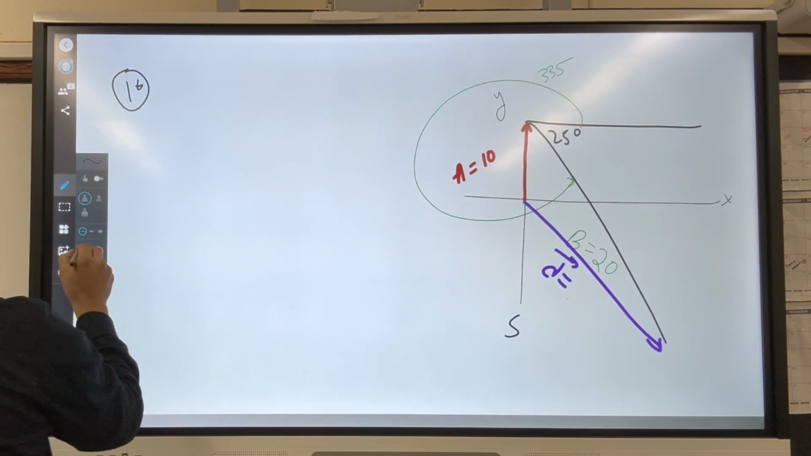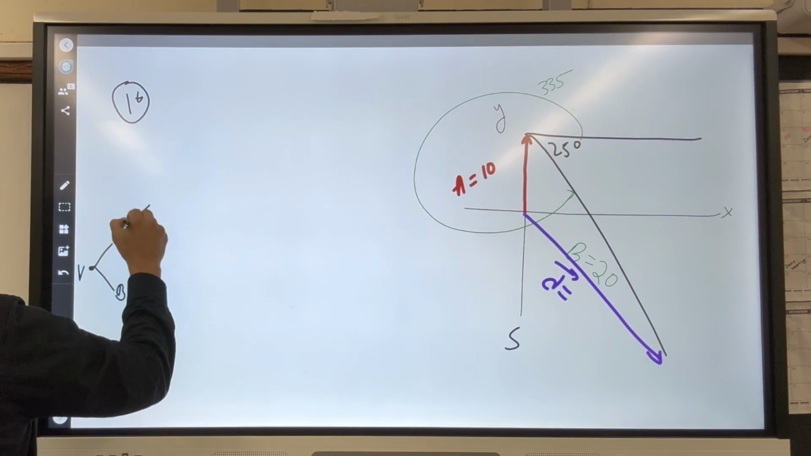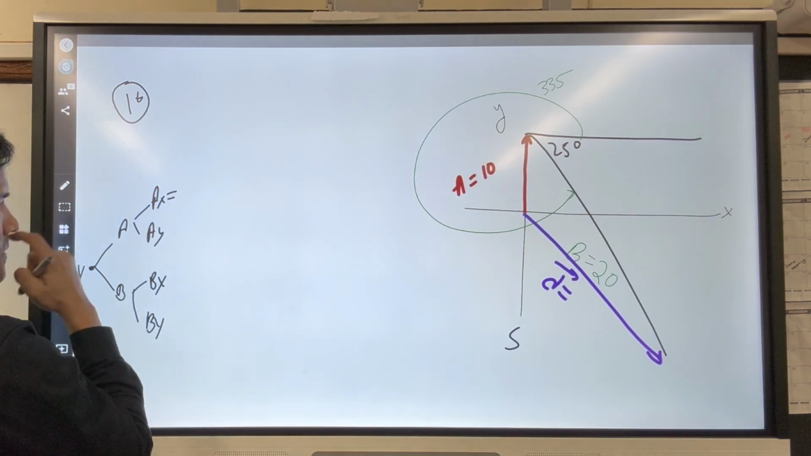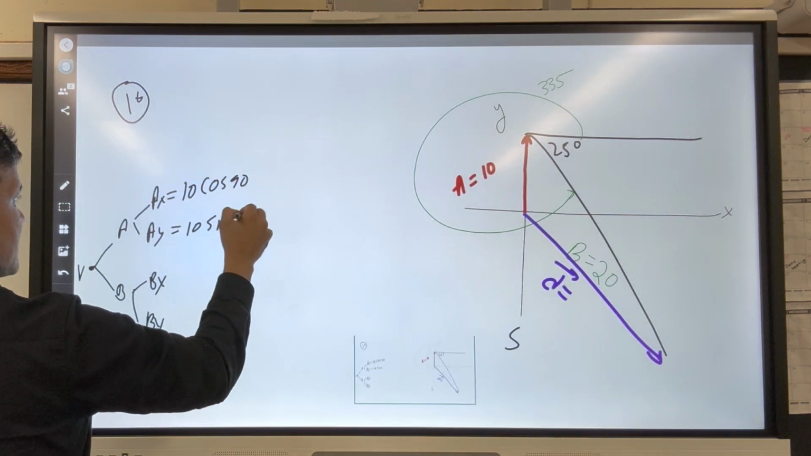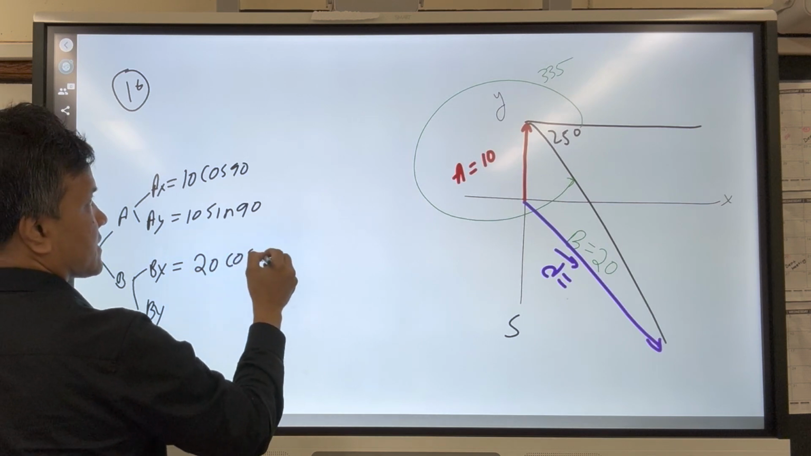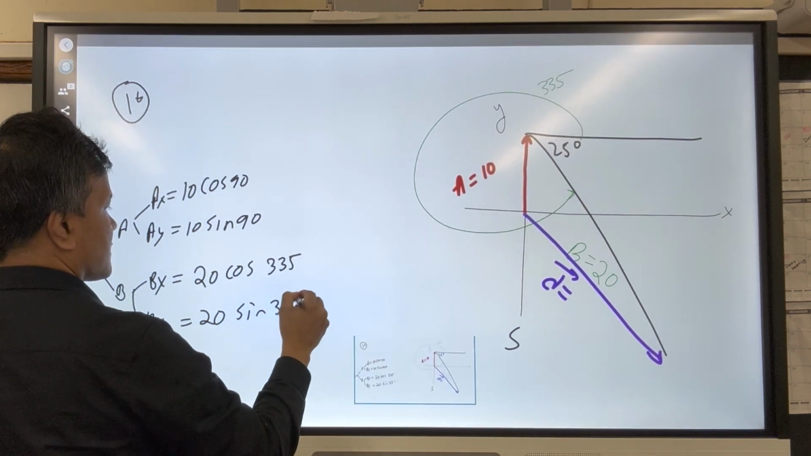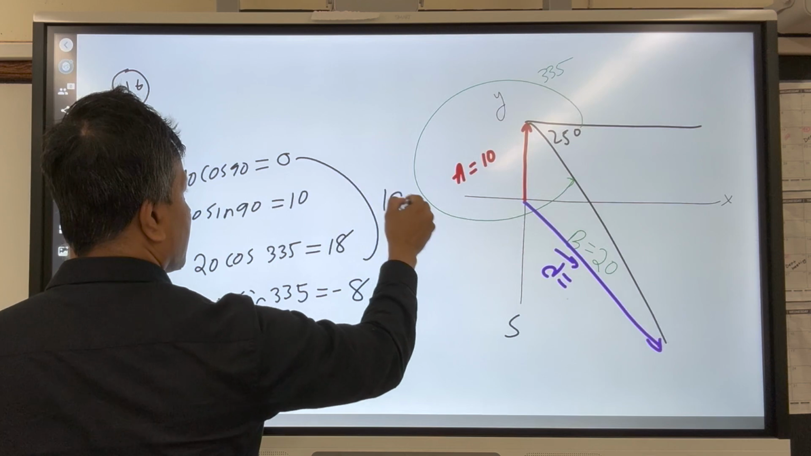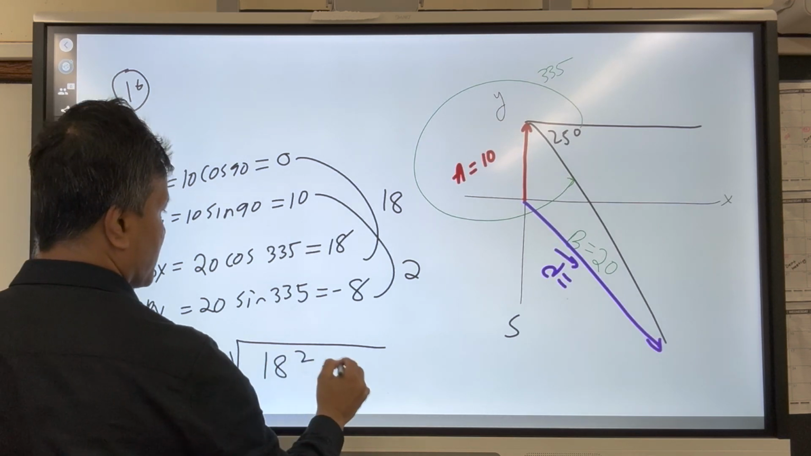Let's find. Okay, so I have two vectors A and B: AX, AY, BX, BY. AX is of course 10 Newton, 10 cosine 90, 10 sine 90. This is 20 cosine 335, 20 sine 335. And this is 0, this is 10, negative 8. Okay, so you have x 18 and you have y 2. So you have r is the square root of 18 squared plus 2 squared.